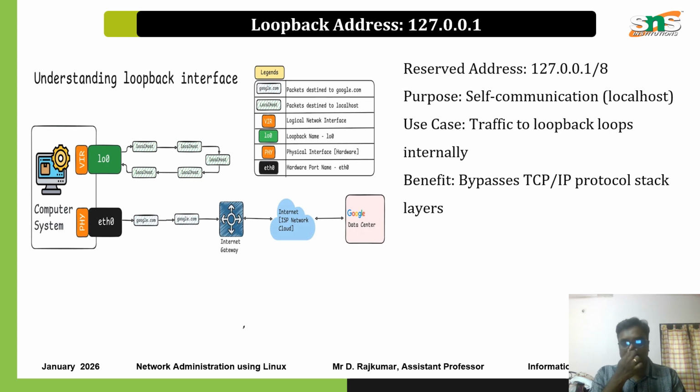So this loopback address will be 127.0.0.1. It is a reserved address, between 1 to 8. The purpose of this loopback address is to be used as a localhost for self communication. It helps us make sure that the traffic to loopback loops internally, and it also bypasses the TCP/IP protocol layers. Since it is a self network, we will not be using the TCP/IP protocol stack, because the communication will be done with the localhost.